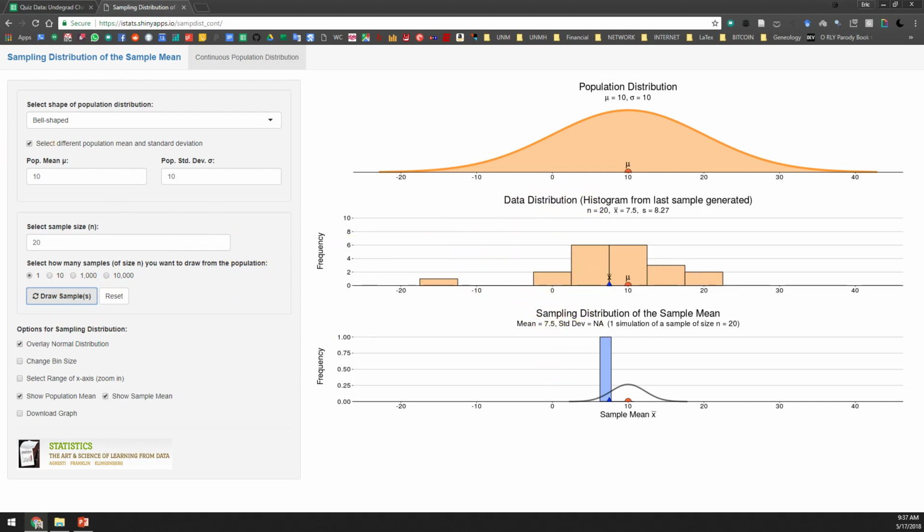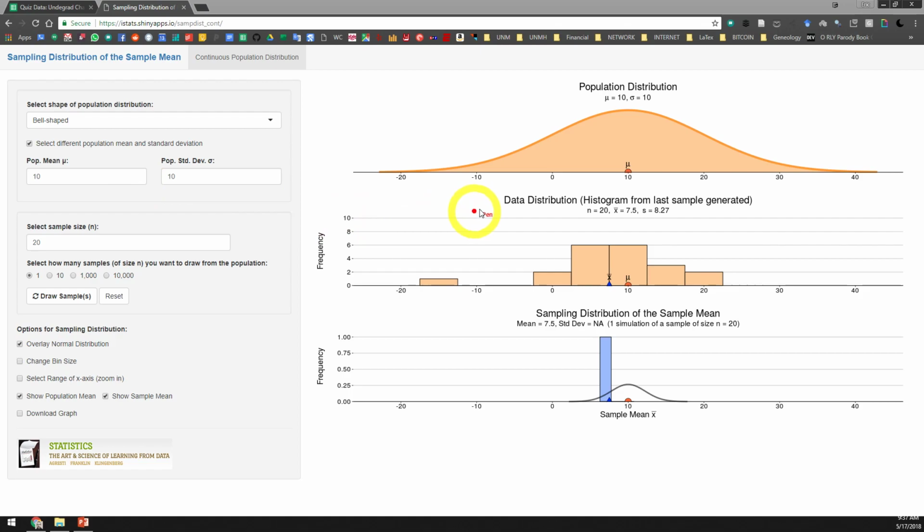So let's go into what these are. This first one is the data distribution. This is what you might generate if you're just a researcher and you draw a sample of 20 individuals and you measure their height, let's say, and you would get a data distribution like this. It looks roughly normal in that it's got a bell shape. There are a couple of observations that are sort of outliers here.